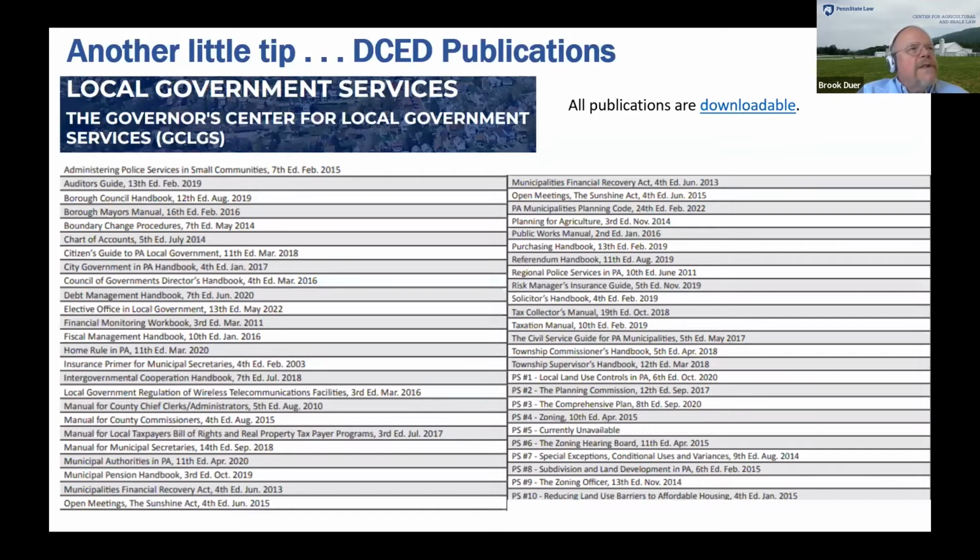Now, another little tip about things that can help you when you're representing ag clients and you're not as familiar as you want to be with particular laws.